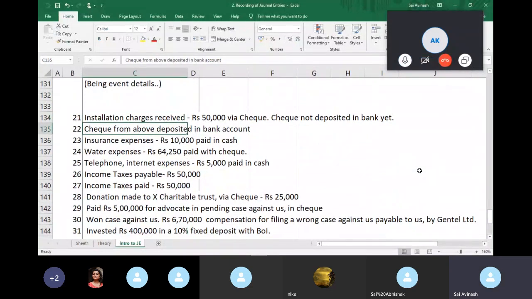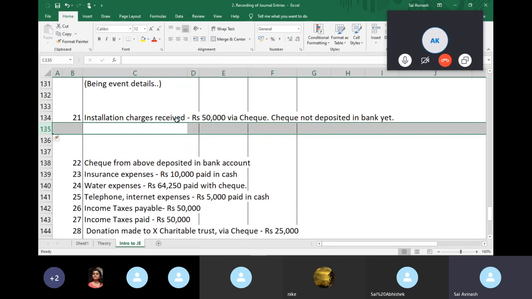Installation charges received rupees 50,000 via check, check not deposited in the bank. So here the first thing we notice is it's received. So we did not purchase a machine and spend money to install it. We have sold a machine or something and given an installation service to the customer, and hence we have received money, right? So this is in fact an income. That's the first thing we understand.